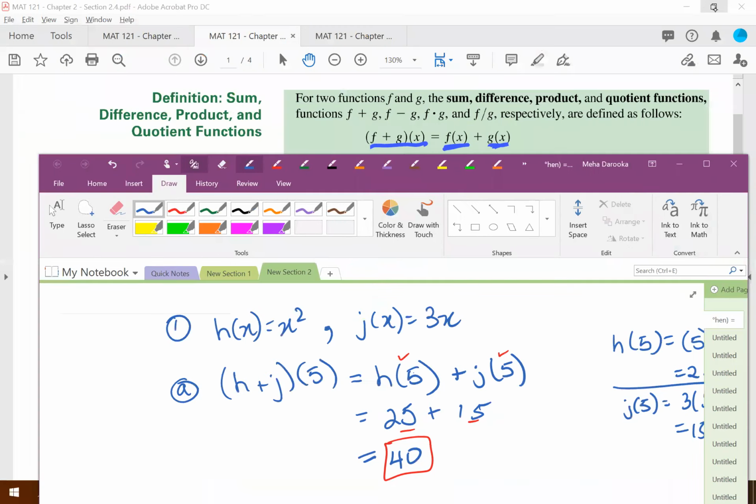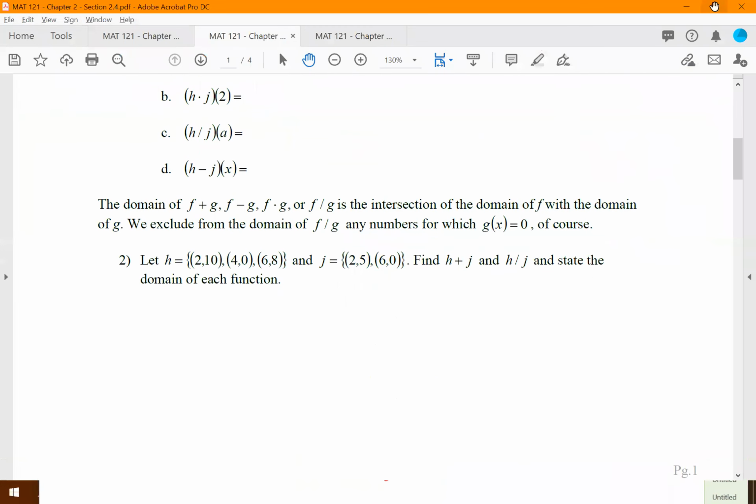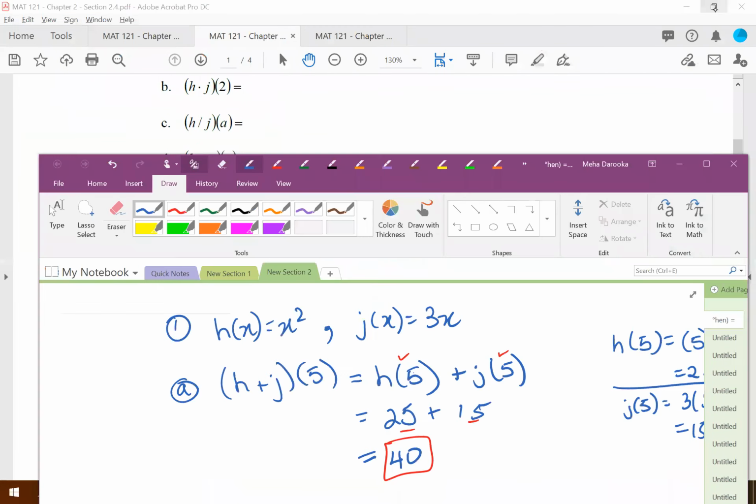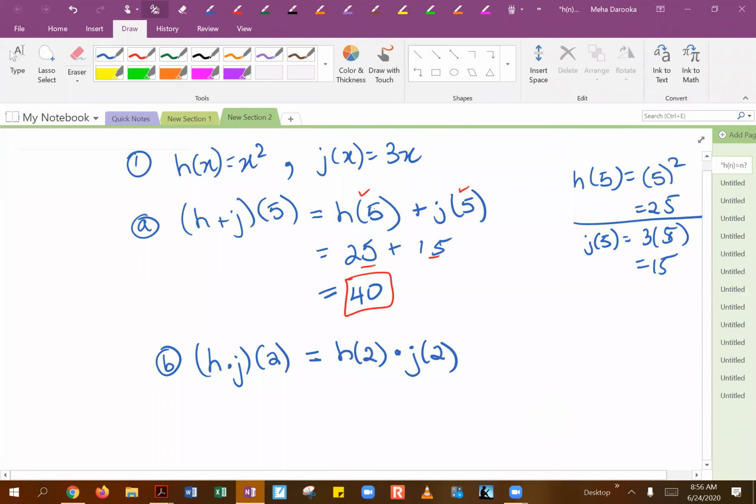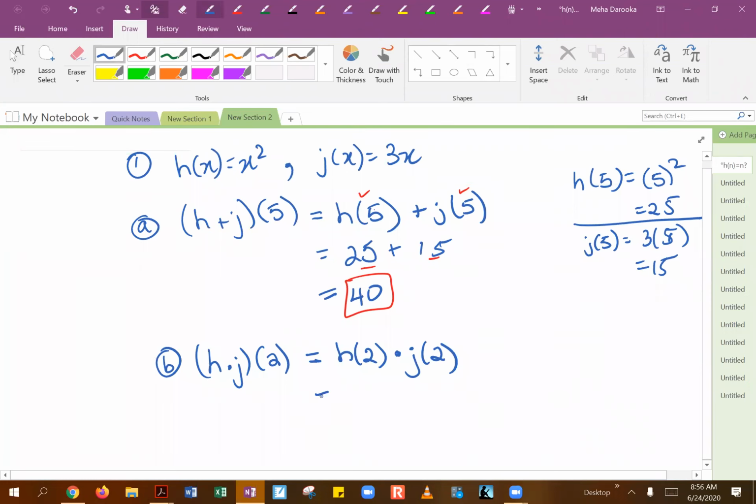For part B, they want us to do multiplication here. So that's going to be h multiplied by j. Again, same thing. This time they're evaluating at the number 2. So that means we will be taking h of 2 and multiplying it with j of 2. So can you tell me what h of 2 will come out to be?